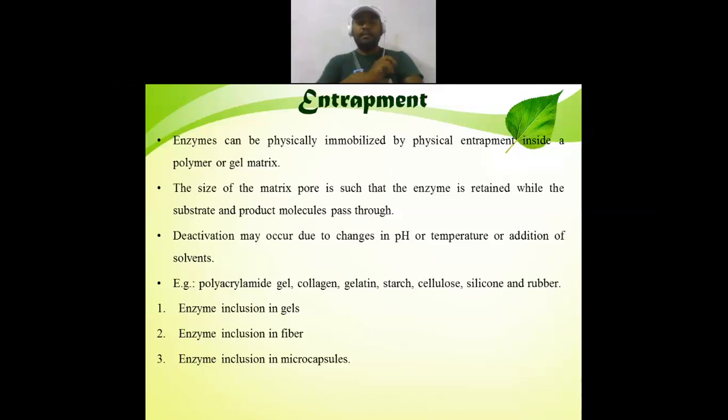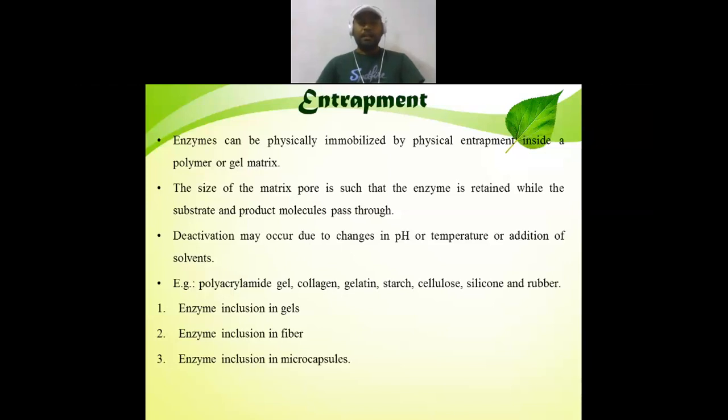The deactivation may occur due to changes in pH or temperature or addition of a solvent. Now, if you want to take out that enzyme from that matrix, how will you do it? You can change the pH, or change the temperature, or add some solvent to get that enzyme back from the polymer. The polymers which are used for entrapment are polyacrylamide gel, collagen, gelatin, starch, cellulose, silicone or rubber. These are a few examples used for enzyme entrapment.